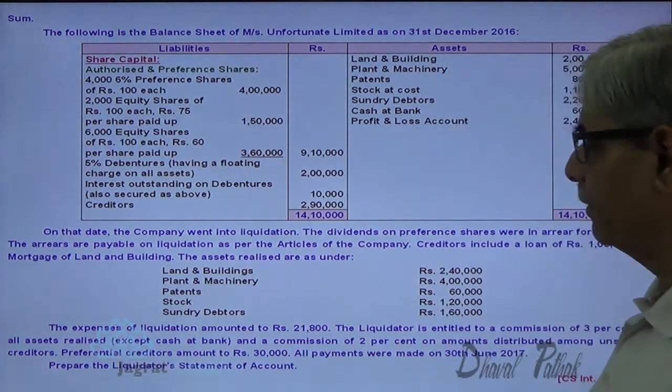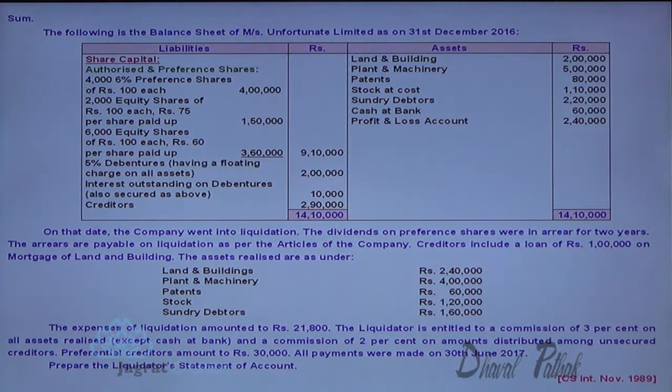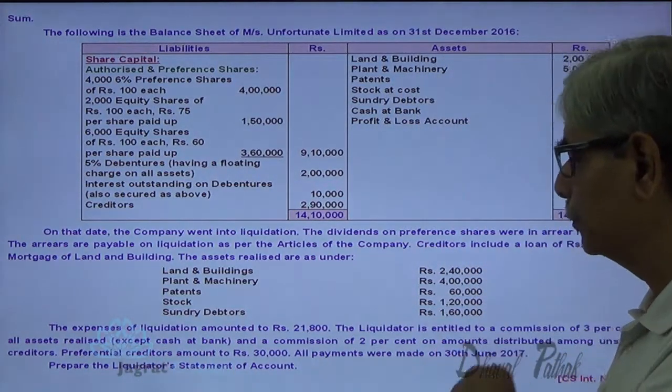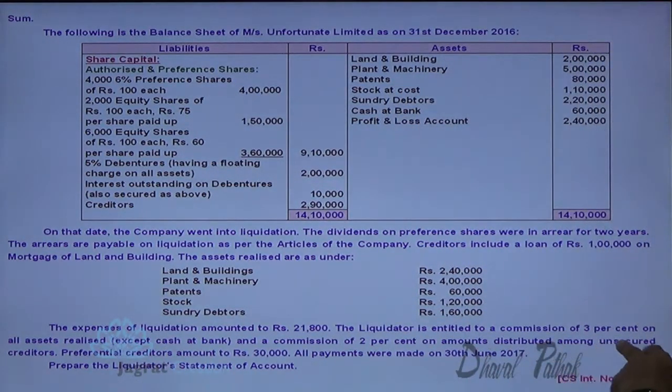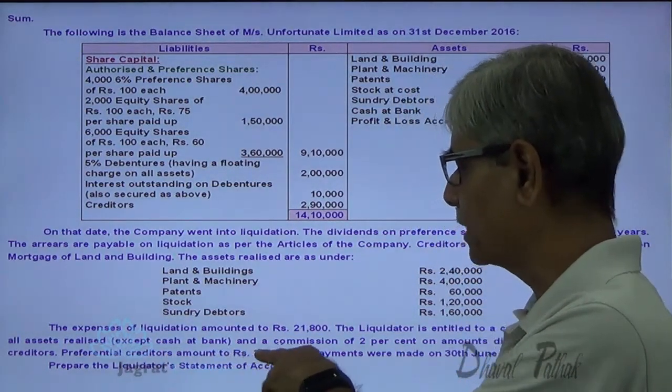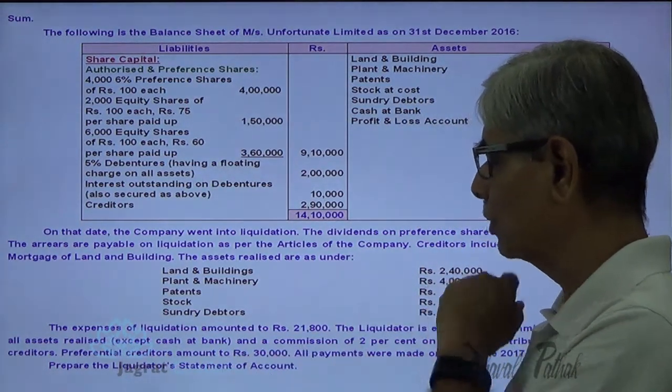The expenses of liquidation amounted to 21,800. Liquidator is entitled to a commission of 3% on assets realized except cash at bank, and a commission of 2% of the amount distributed amongst the unsecured creditors. Preferential creditors amount to 30,000.